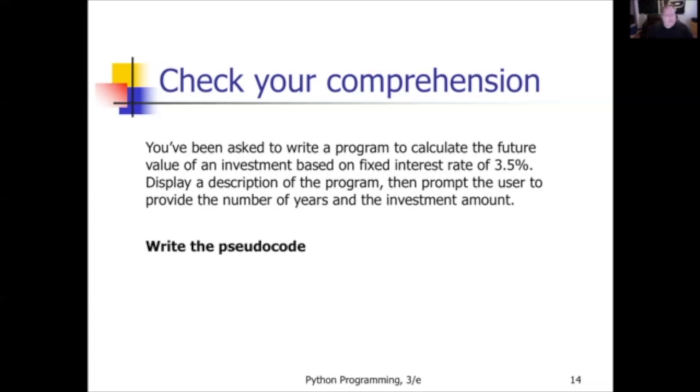Take the time, you might even pause this video, to write out the pseudocode to solve this problem. Now, you've been given the specifications, and maybe you haven't been given the specifications for how many decimal places you should display, but if it's an investment in money, it probably only has 2 decimal places, right? So you can figure that part out. You can go look up the future value formula, but we're not asking you to do that right now. What if you just wrote the pseudocode?